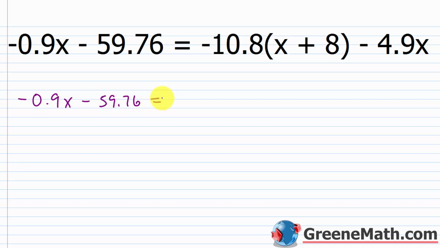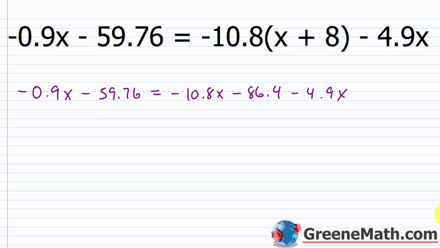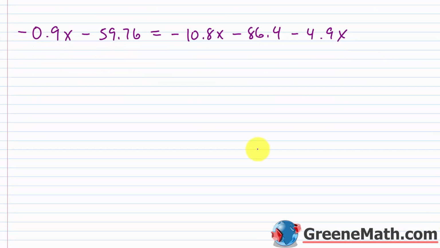59.76, and this is equal to negative 10.8 times x is negative 10.8x, and then negative 10.8 multiplied by 8 is negative 86.4, so minus 86.4, and then minus 4.9x. So what I want to do is just multiply everything by a power of 10. That would clear all of the decimal numbers. Okay, so we want to make those into integers or whole numbers.